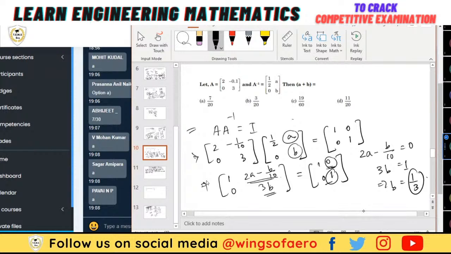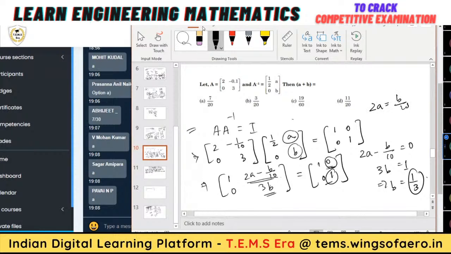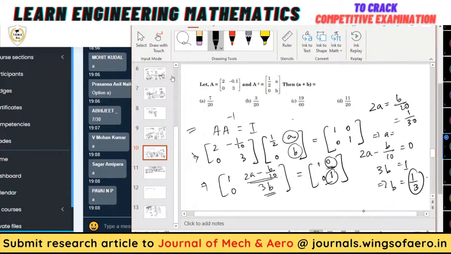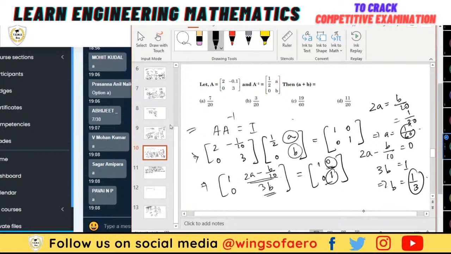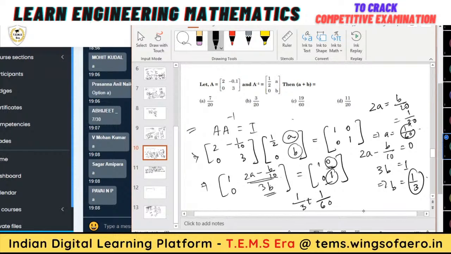Okay, and what is A? If B is equal to 1 by 3, then what is A? 2A is equal to B by 10. So B equal to 1 by 3, so 1 by 3 means 1 by 30. So A is equal to 1 by 60. Okay, so B is equal to 1 by 3, sorry, and A is 1 by 60.